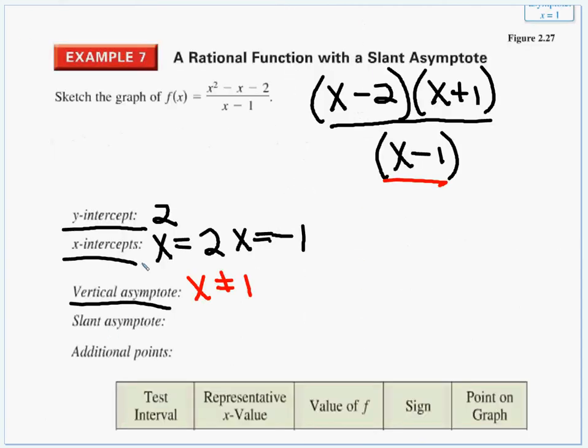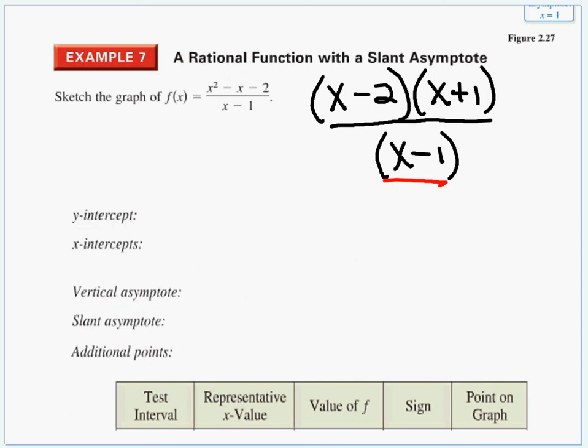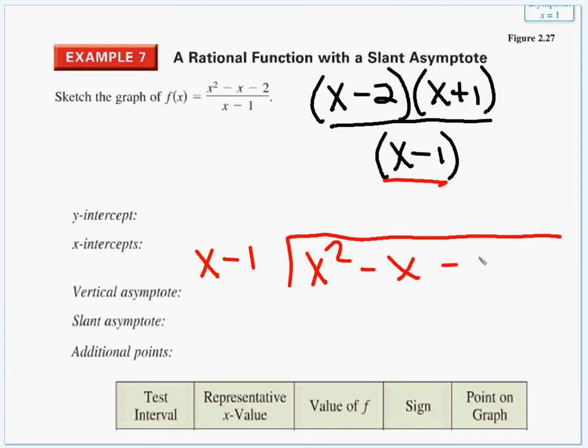Now, if we look at horizontal, our numerator is more powerful, so we know we don't have a horizontal asymptote, there's none. But it is only 1 power higher, so we can divide and get a slant asymptote. So all that long division we did a while ago is going to pay off here. X minus 1 divided into x squared minus x minus 2. Remember, remainders don't mean anything in this type of problem.